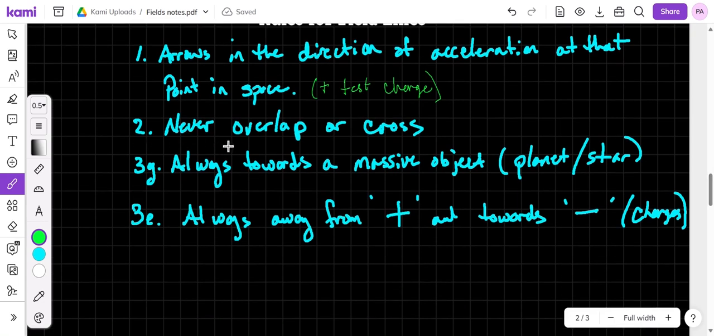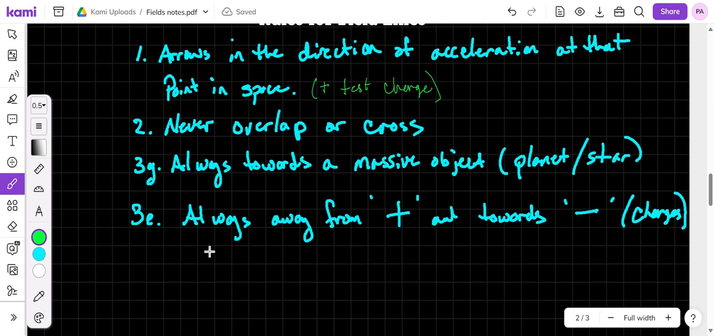Okay, 2, the lines never overlap or cross. And logically, that should make sense, because if they were to cross, then that means there would be two different directions that your object would be traveling at that point, and that doesn't work. 3G for gravity. Okay, the lines are always toward a massive object. Okay, towards your planet or star, whatever gravitational field you're in.